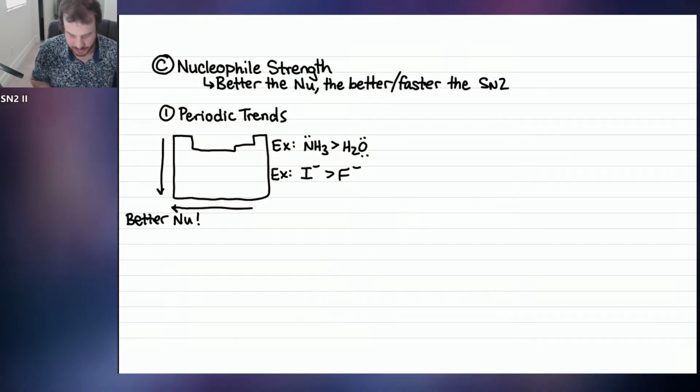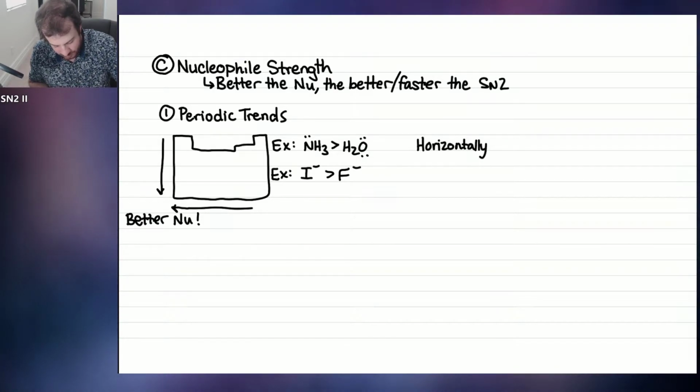So why do these trends exist? Well, horizontally, it has to do with electronegativity and basicity.